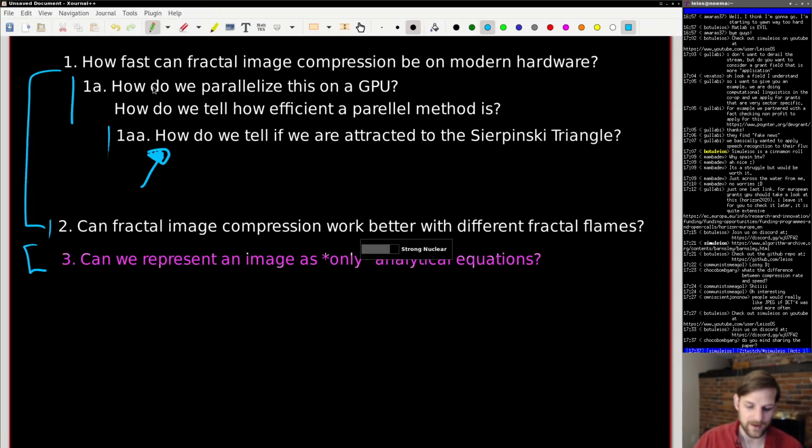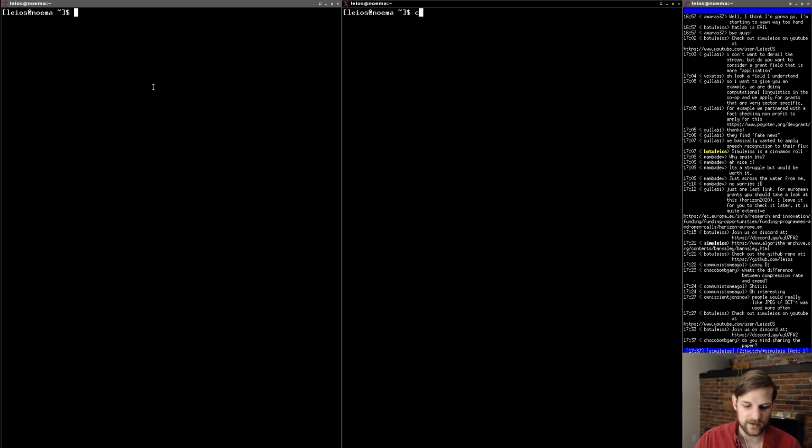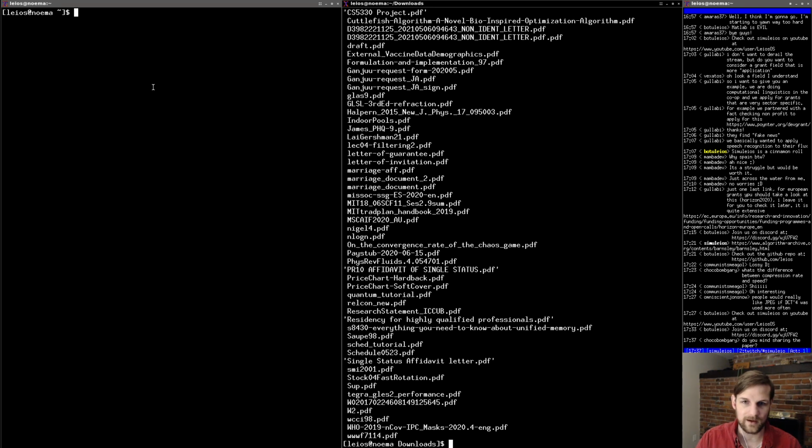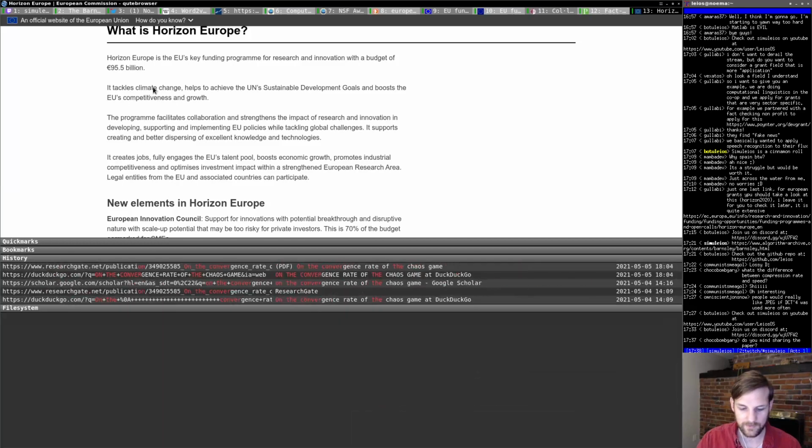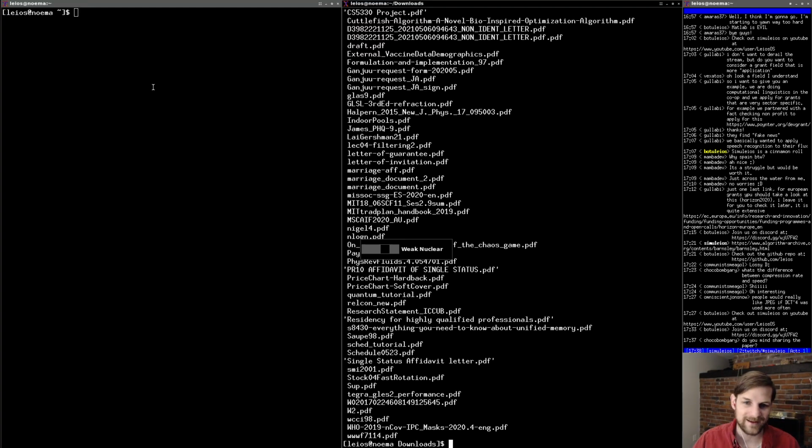Do you want me sharing the paper? I need to find the paper one more time. Let me do that really quick. So we go here, CD into projects, research. Oh, maybe let me go to downloads. I have a paper on the cuttlefish algorithm. Okay. There it is. It is on the convergence rate of the chaos game. Let me make sure I didn't have anything incriminating on here for my PDF record. Nothing really that bad.